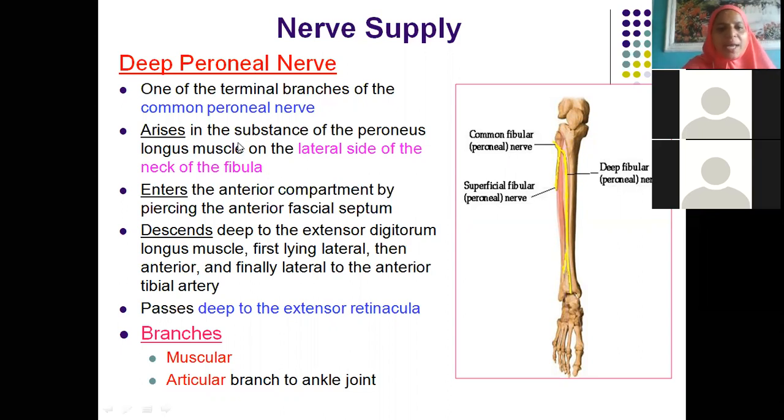Very good. So it arises in the substance of peroneus longus muscle on the lateral side of the neck of the fibula. We know it is entering into the anterior compartment by piercing the anterior fascial septum, deep to the extensor digitorum longus muscle, first lying lateral, then anterior, finally lateral to the anterior tibial artery.